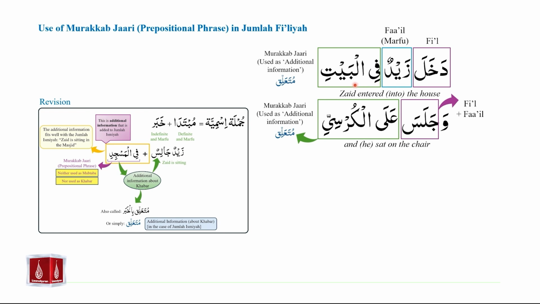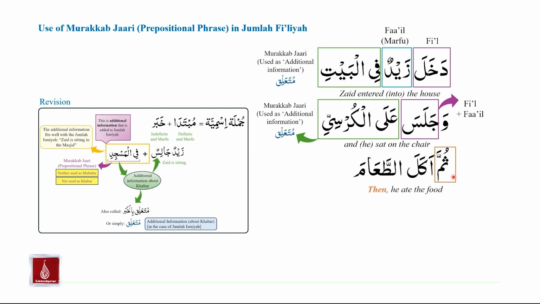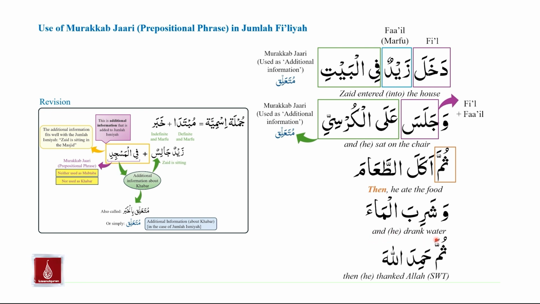Dakhala Zaidun fil bayti wa jalasa alal kursiyi. Zaid entered the house and sat on the chair. Summa akalat ta'ama. Then he ate the food. Summa means then. Wa sharibal ma'a. And he drank water. Summa hamidallaha. Then he thanked Allah subhanahu wa ta'ala.